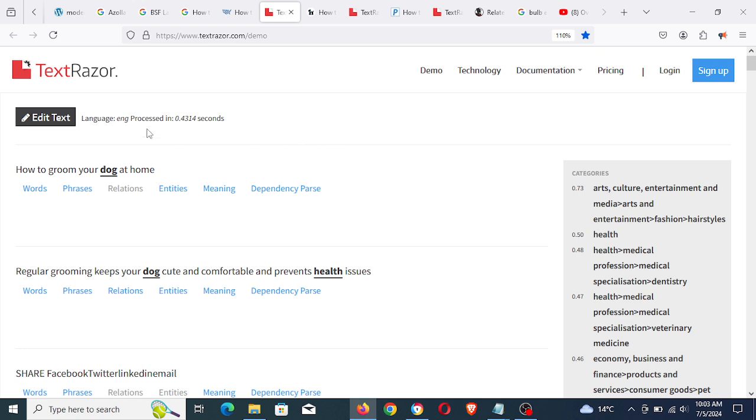But this is just one part of the content creation process, because there are also keywords. There's also the topical coverage. There are so many other things. So this is just one part of the whole content creation process.